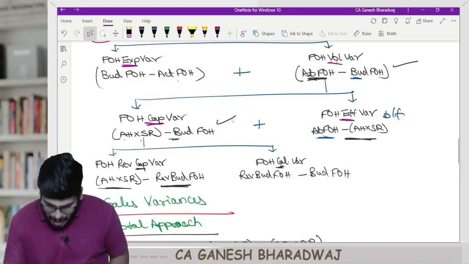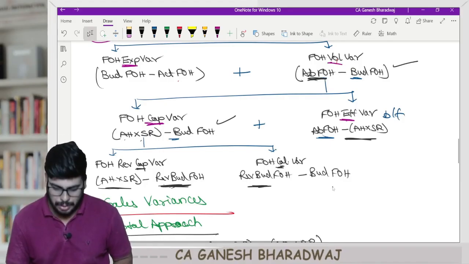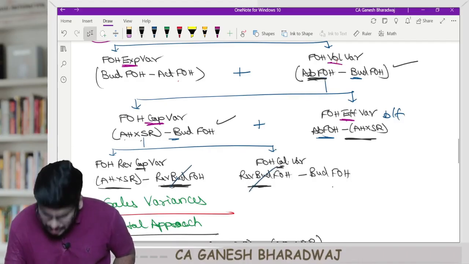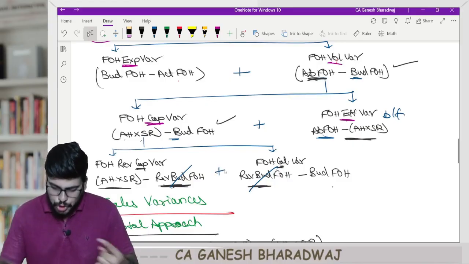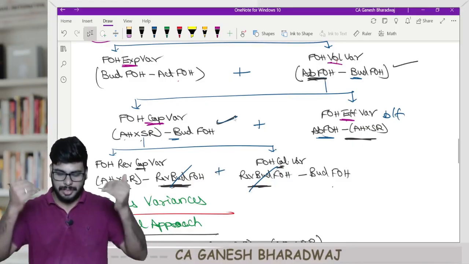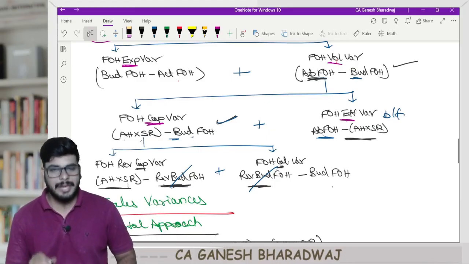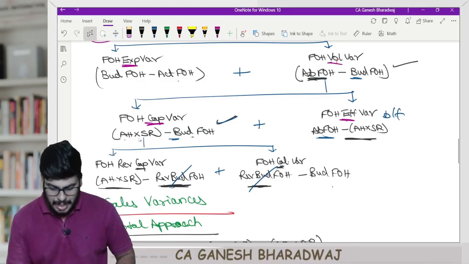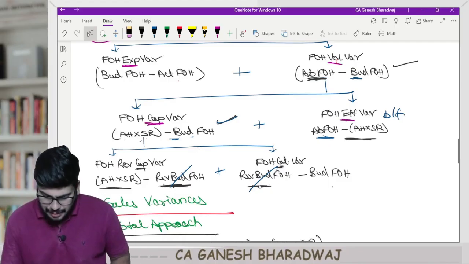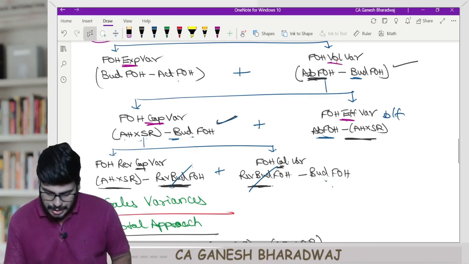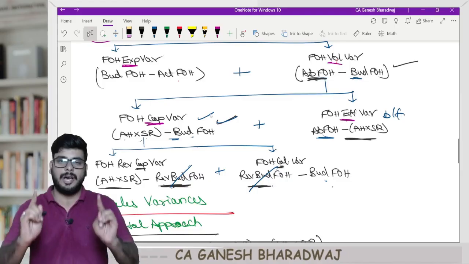What will I do? I will remove this: revised budgeted fixed overheads minus budgeted fixed overheads. So basically this gets reversed here itself. If you add up the two, you will get the topmost figure. Are you clear with this? So here it's AH into SR minus budgeted fixed overheads. So your revised capacity variance, what is it going to be? AH into SR minus revised budgeted fixed overheads. Immediately I will say revised budgeted fixed overheads minus budgeted fixed overheads. These two figures get cancelled here. Ultimately, if you add up the two, you will get the top figure. Are you clear with this?